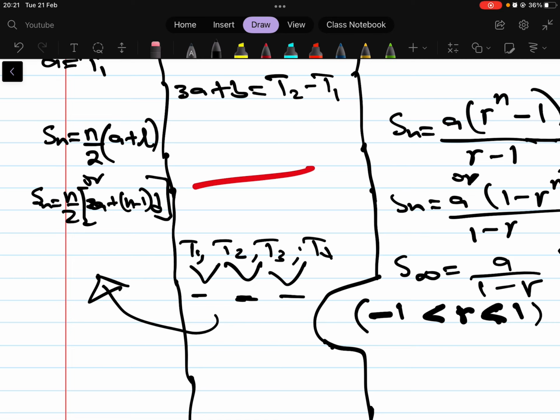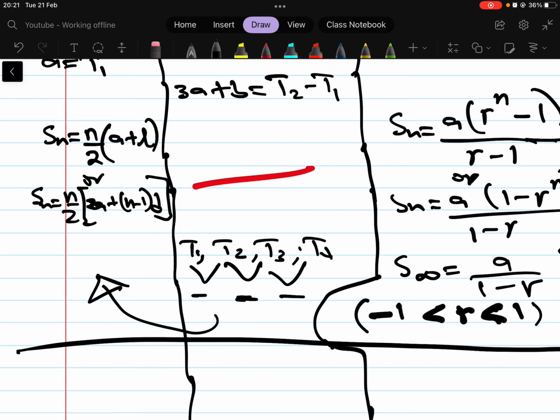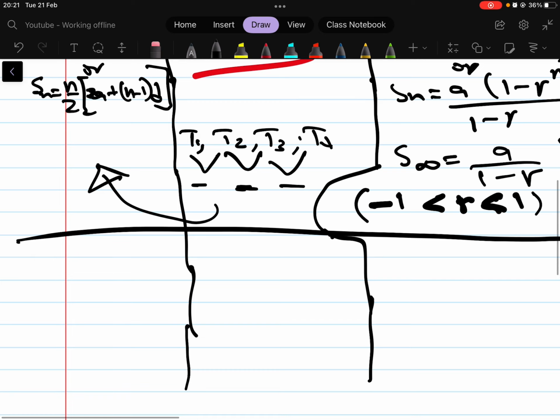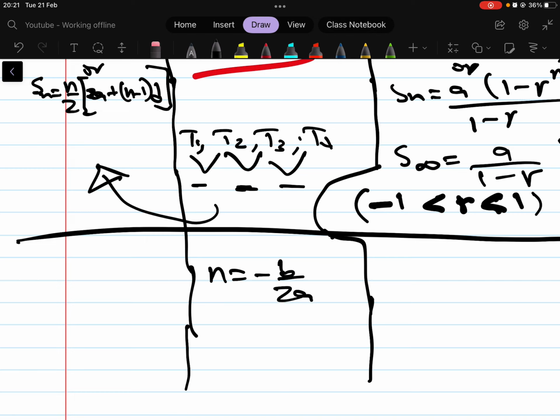So just remember that, and then you should be fine. And then to find the maximum or minimum term, you can only do that in a quadratic number pattern. And how you do that is by saying n equals minus b over 2a. That's when you're trying to find the position of the minimum or the maximum term.